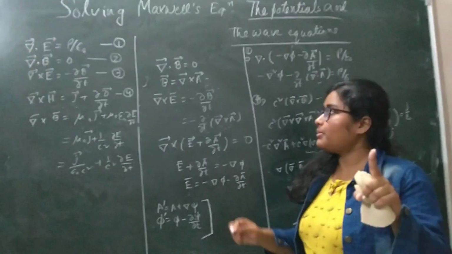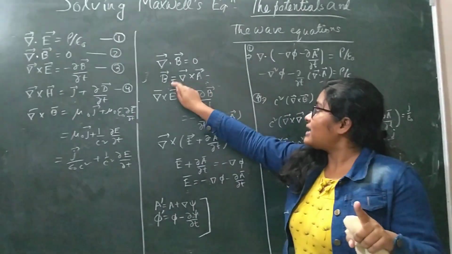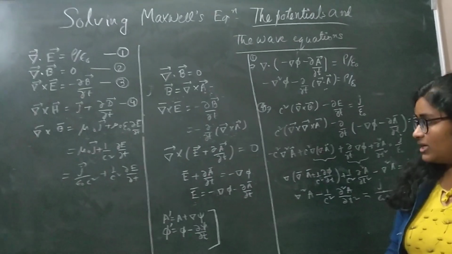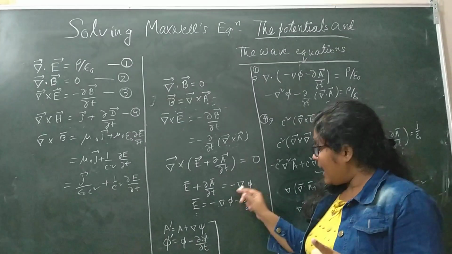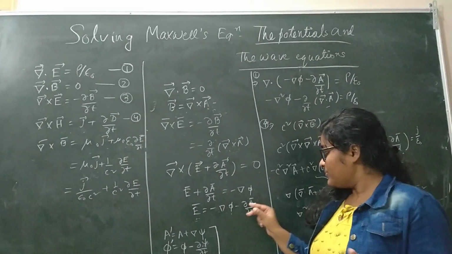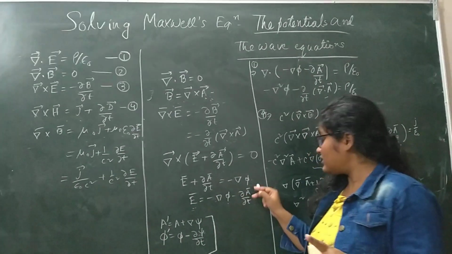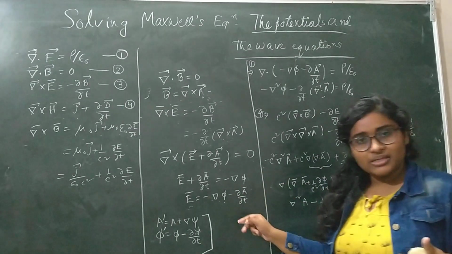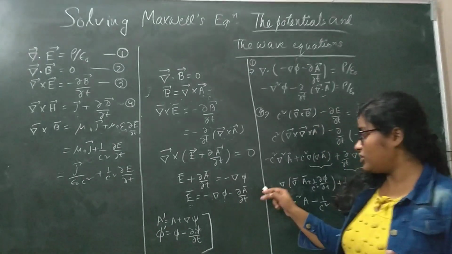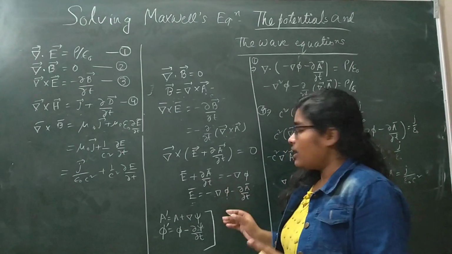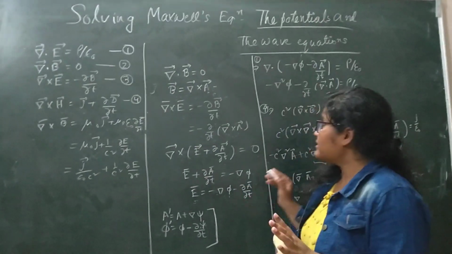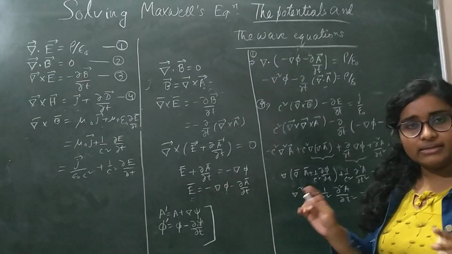One thing to remember is that the magnetic field is associated with the vector potential, and the electric field is associated with the vector potential as well as the scalar potential. And the association of the vector potential will be dynamic, that is, the variation of the vector potential with respect to t. Okay.